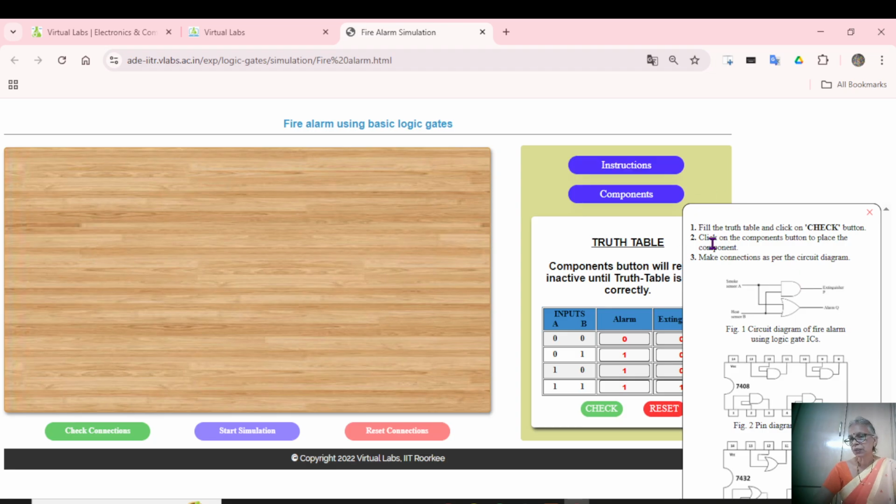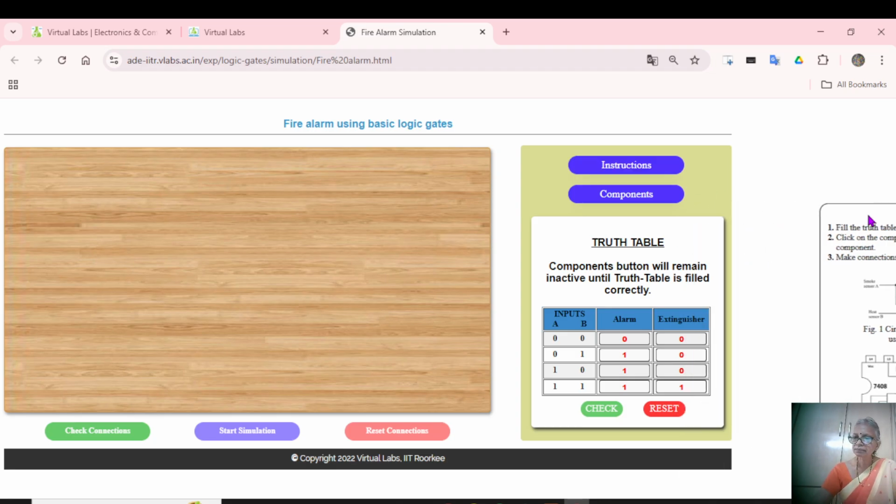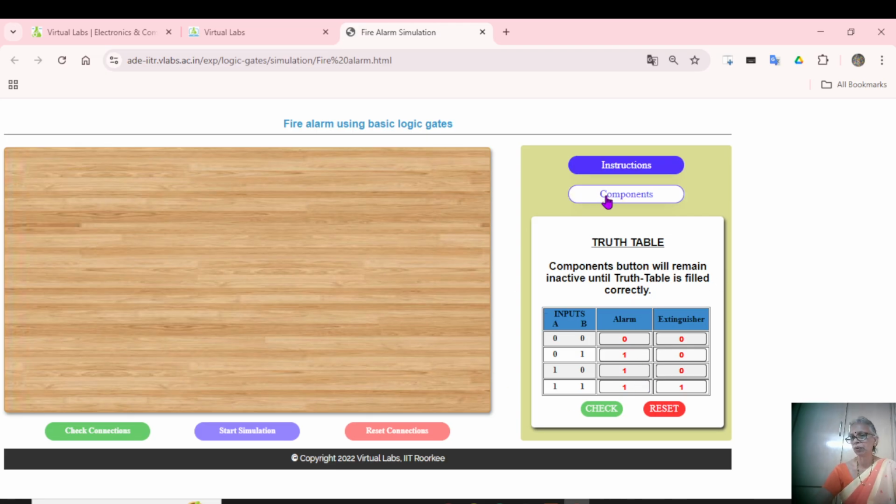So keeping this in mind, what you have to do is fill up this truth table. It's already given here. You have instructions here, components here. Components will not be highlighted if the truth table is not filled. Since I've already filled it, let me just check. Okay, reset.